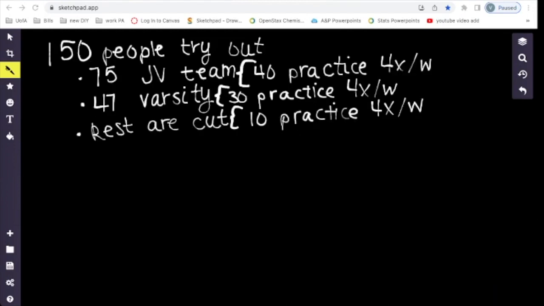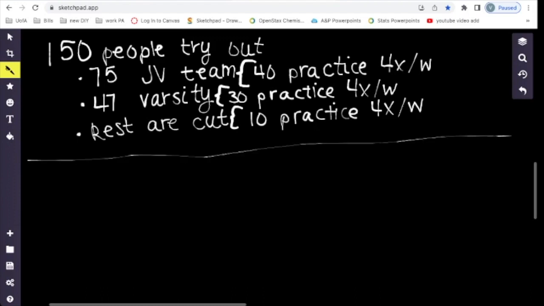Okay, here's another example. We have 150 people trying out for a sports team. 75 of these people make the JV team, 47 of these people make the varsity team, and the rest are cut. We are going to solve for different questions related to this information. Out of these 75 people on the junior varsity team, 40 practice 4 times per week. Out of the 47 on the varsity team, 30 of these people practice 4 times per week, and the rest that are cut, 10 of them keep practicing 4 times a week.